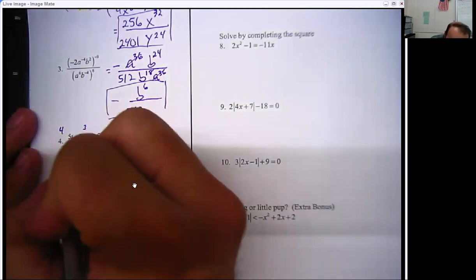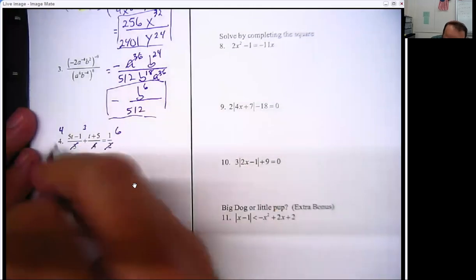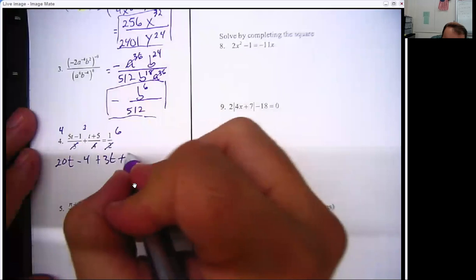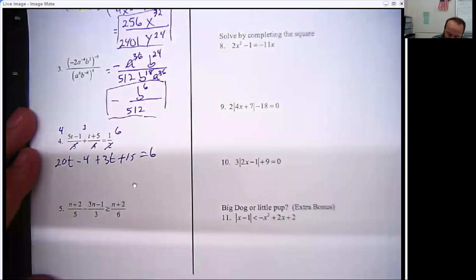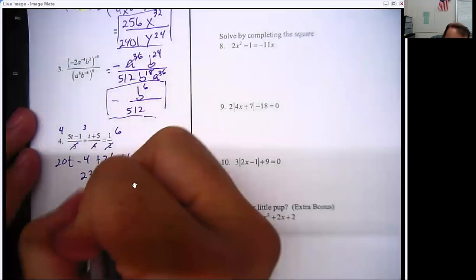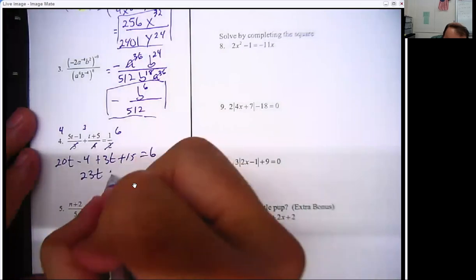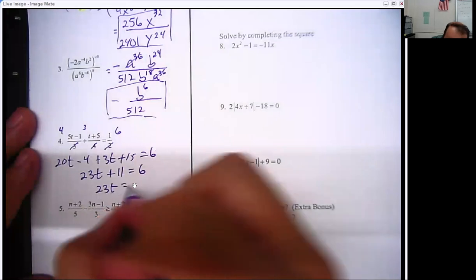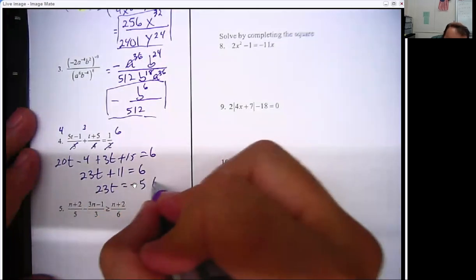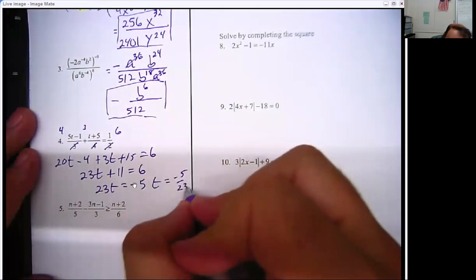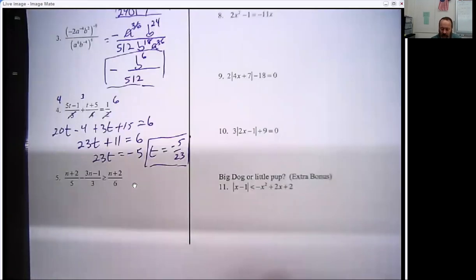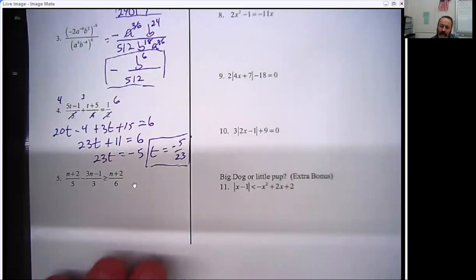Then the distributive property is going to create a 20t minus 4, a 3t plus 15, and last but not least, a 6. So I've got 23 t's. It looks like I have plus 11 is 6. Not a problem that most people have struggled too much with, but a quick division yields an answer of negative 5 over 23.